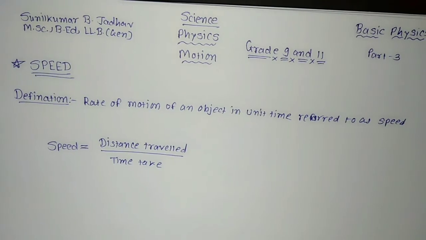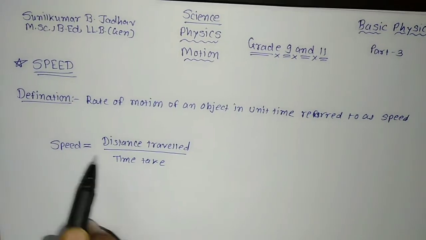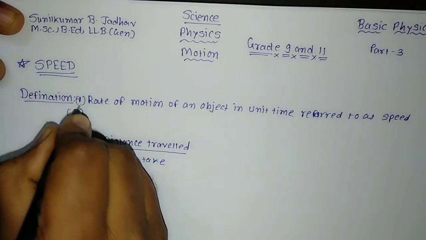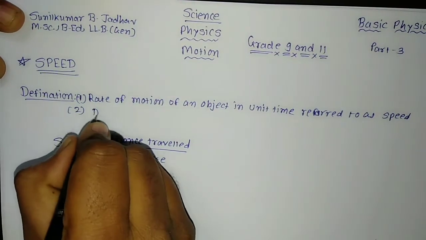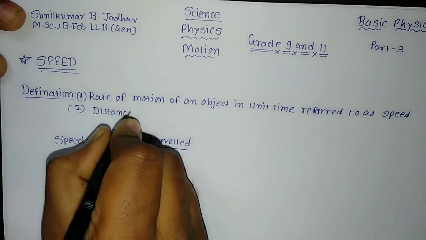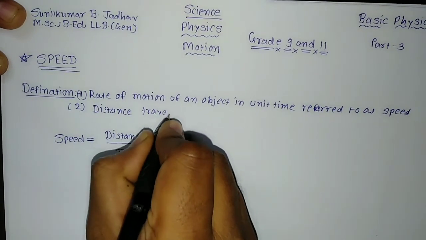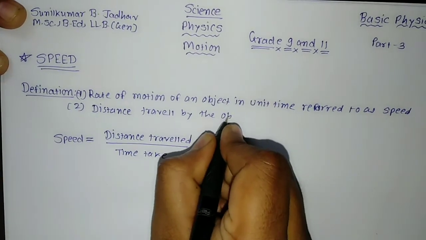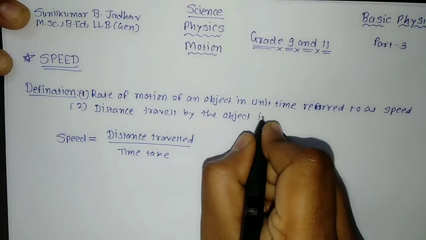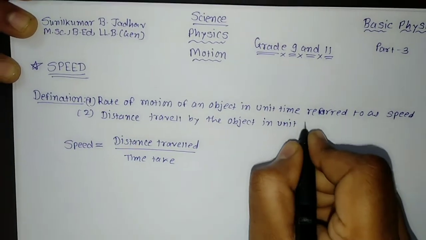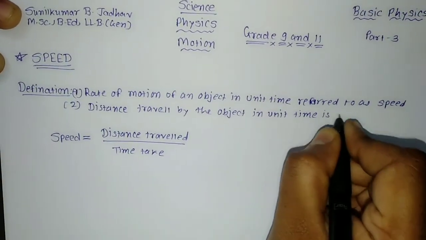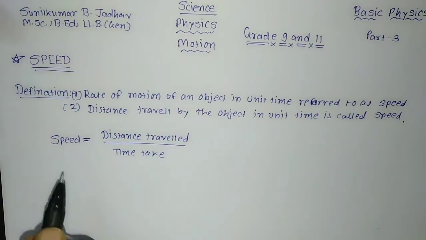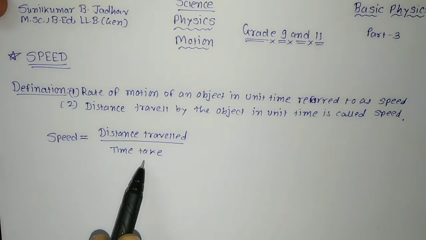In another way, speed can be defined as the distance traveled. Now we'll write the second definition. This is definition number 1 and this is definition number 2. Distance traveled by the object in unit time is called its speed. So speed is equal to distance traveled upon time taken.